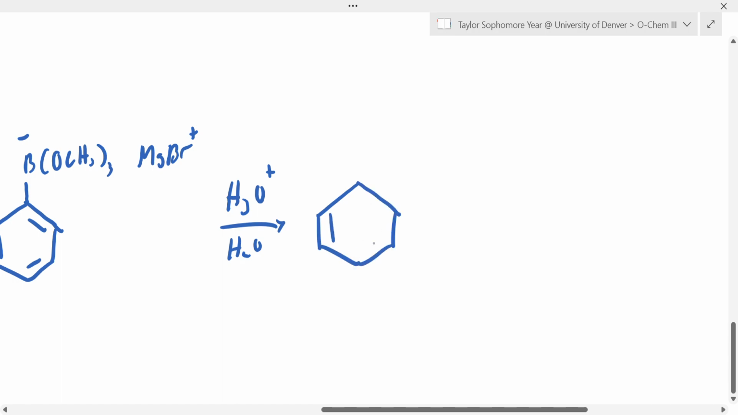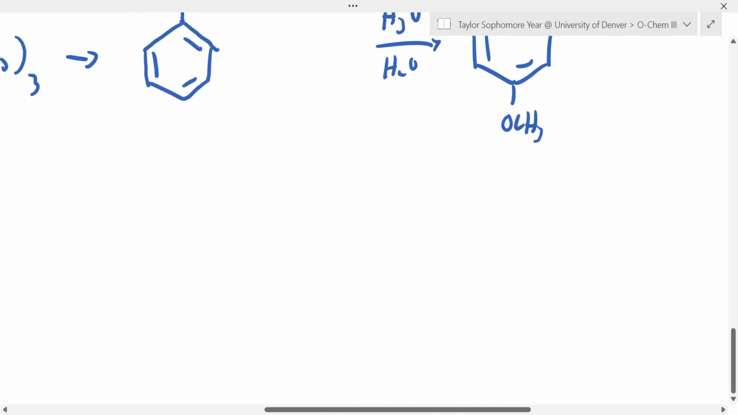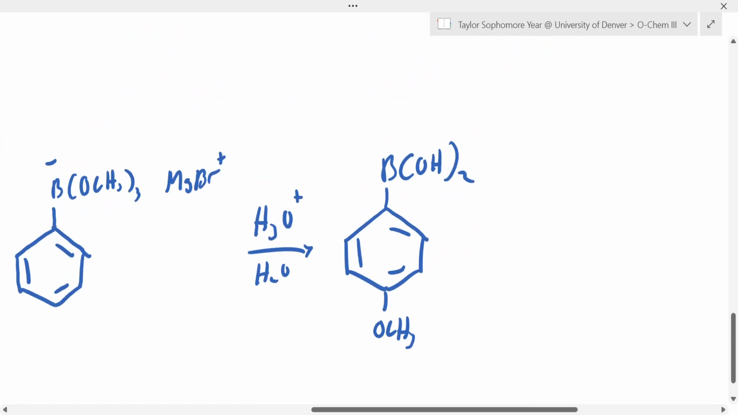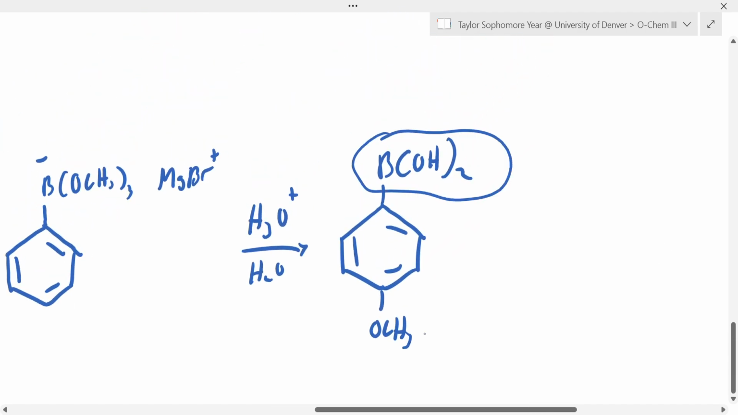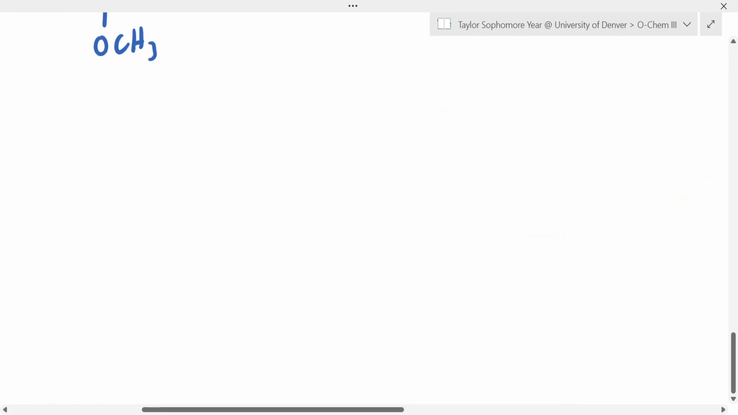Now, again, we'll use H3O plus, H2O to get back into a neutral state for boron. And with that, we can now have B(OH)2 with OCH3. This is still in the same position. This part will still be in the same position. We'll then have 3 CH3OH plus Mg2 plus Br minus.